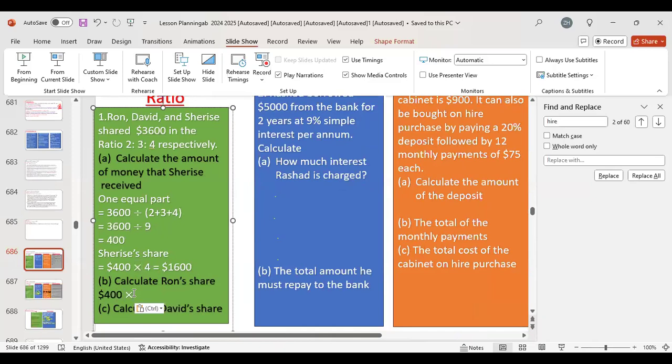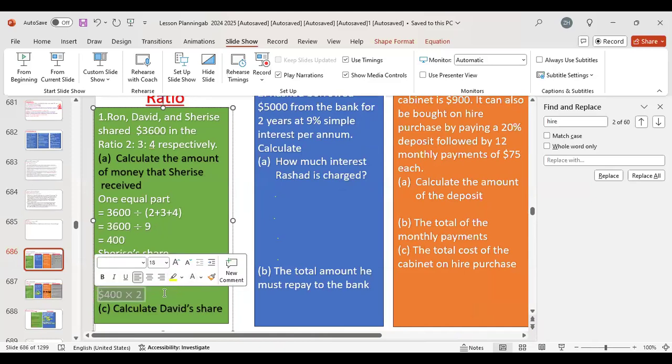Why do we multiply the 400 by 2? Because 3,600 divided by 9 equals 400. 400 times 2 is 800. Very good. 400 times 2 is going to be 800.